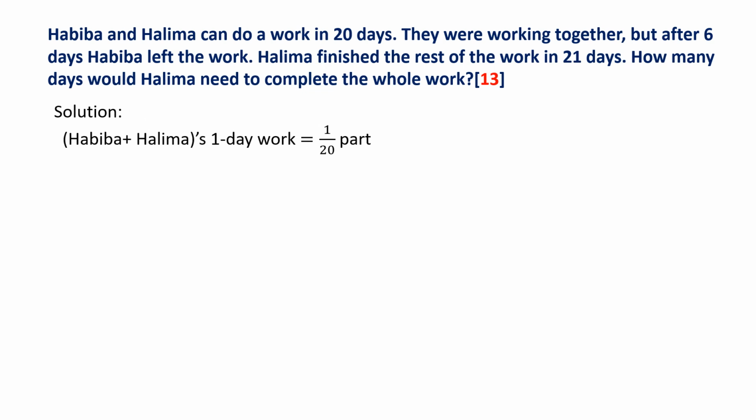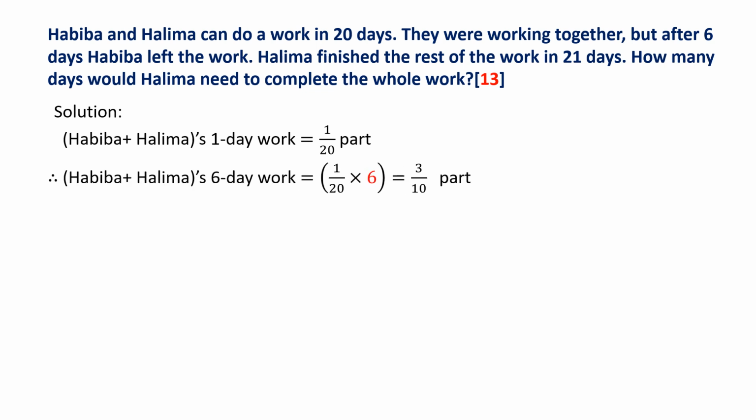Habiba plus Halima's one-day work is 1 divided by 20, because Habiba and Halima can finish it in 20 days. So Habiba plus Halima's 6-day work, because for 6 days they were together, is 1 over 20 times 6, that means 6 over 20, which is 3 over 10. After 6 days Habiba left the work, so first find the remaining work. The remaining work is 1 minus 3 over 10, that means 7 over 10 part.